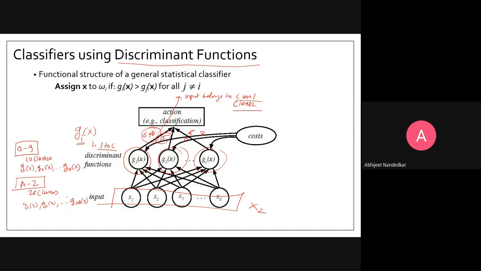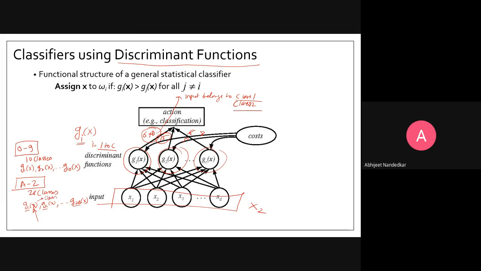So concept is very simple. We have to have different functions representing different classes. So each function is responsible for one category. It will represent one number or one letter. So when I apply input feature x, the function which produces largest output will be declared as the class of input. That is the concept.